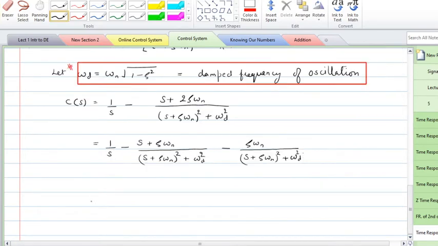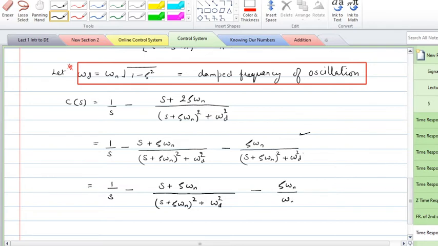Okay, so if we multiply this term by omega d and divide it by omega d, then it looks like this: 1 by s minus (s plus zeta omega n) divided by (s plus zeta omega n) whole square plus omega d square, minus zeta omega n by omega d multiplied by omega d divided by (s plus zeta omega n) whole square plus omega d square.